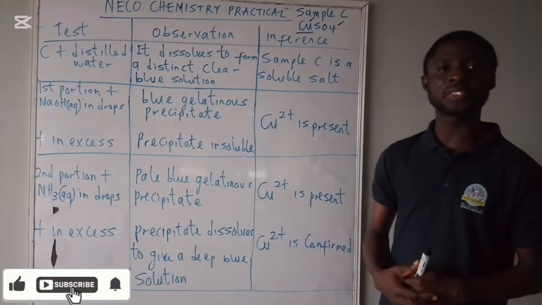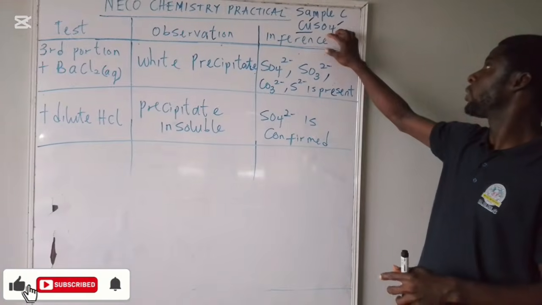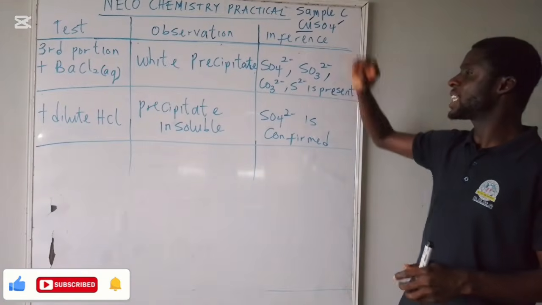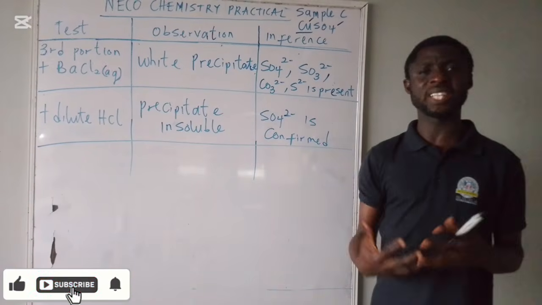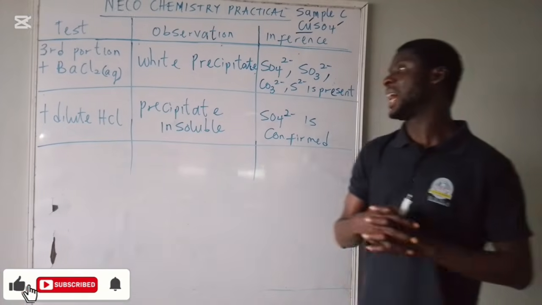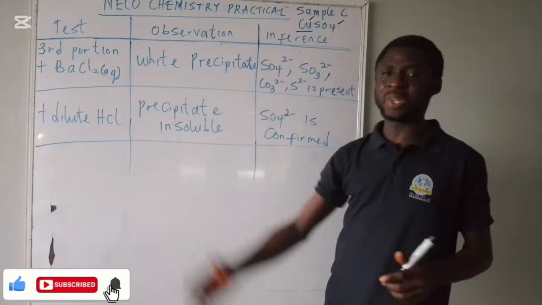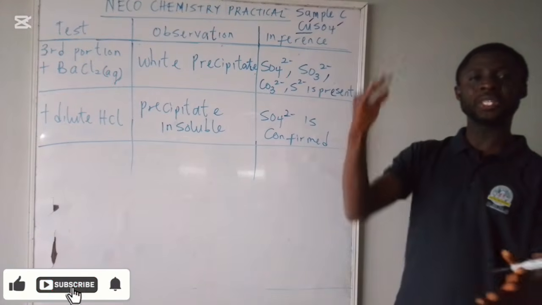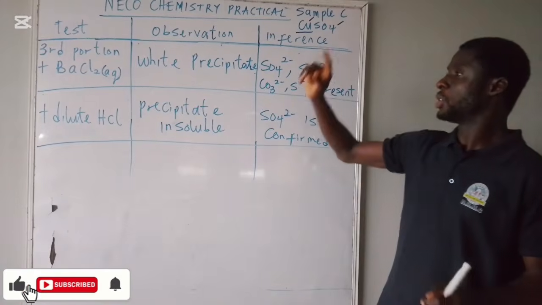Let's go to how to test for our sulfate ion. We have tested for our copper ion. Now, if you want to test for our sulfate ion, the reagents that we use are barium chloride solution and dilute HCl. I said that our test sample we divided into 3 portions, so the third portion we want to use to test for the sulfate ion.